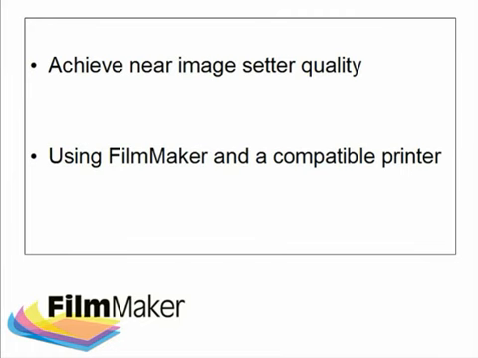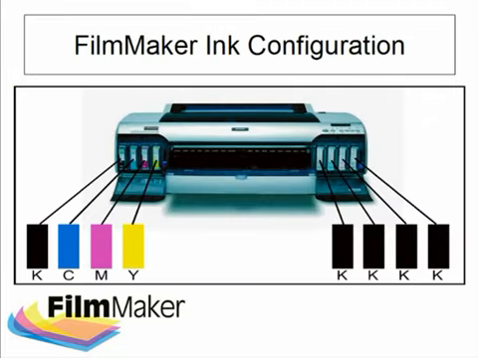In this session we're going to take a peek at how simple it is to prepare and send your images from Adobe Illustrator to FilmMaker's VPM interface and then output the job to an Epson 4880 printer. The printer's been set up with the FilmMaker ink system that has an extra 4 black channels to enable the production of film steps with a much greater density.